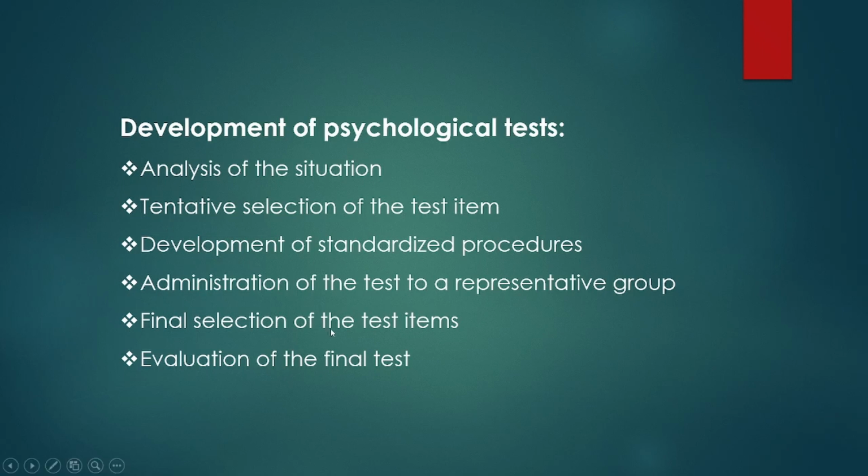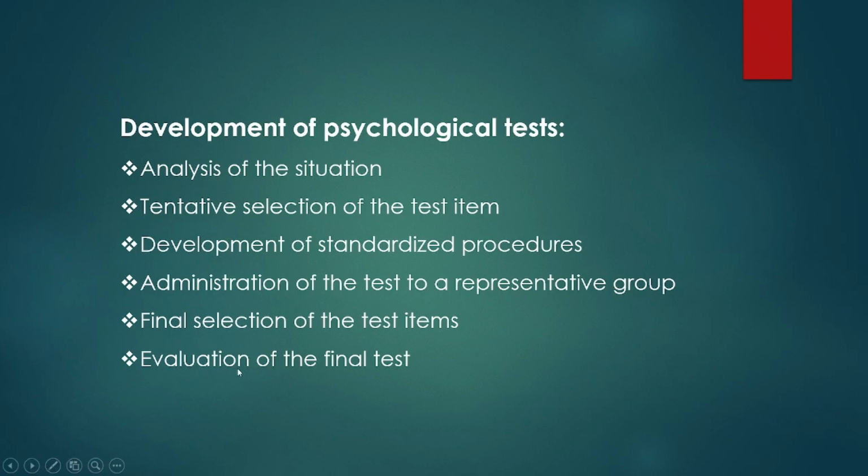Next, final selection of the test items. Here, many test items will be either discarded or revised. Then they contribute directly to the overall purpose of the test. Finally, the final selection will be based on the empirical findings.